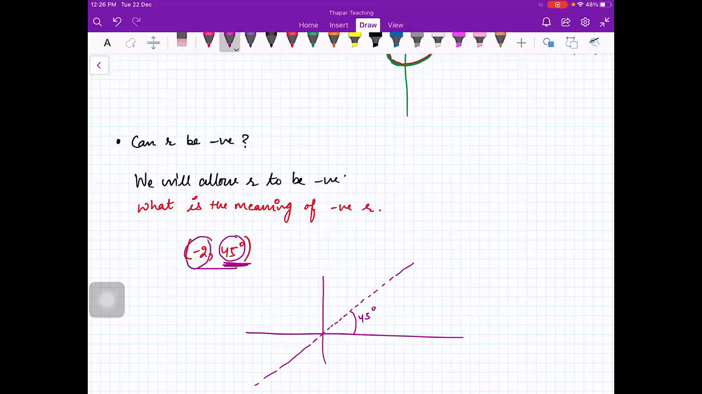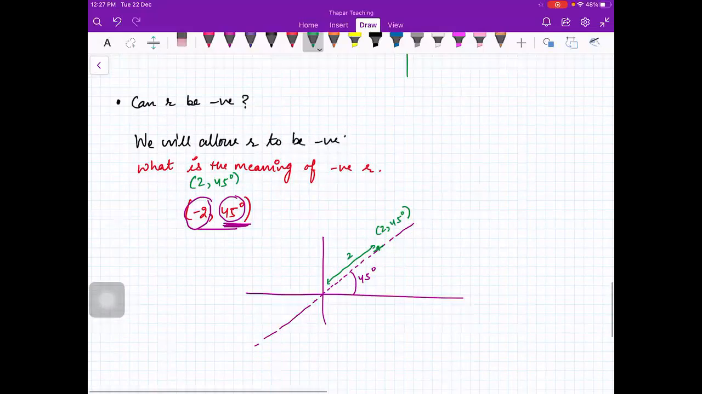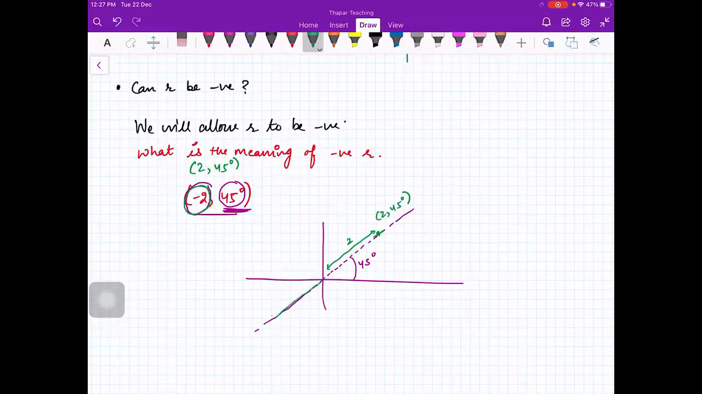Then -2 means you will not go in the forward direction. Suppose you have 2 comma 45 degree, you will mark it here. On the axis 45 degree, you will measure a distance of 2 in the forward direction. So this point is 2 comma 45 degree, right? But if it is -2, I will measure it in the negative direction. So this point here, whose distance from here is 2, will be called -2 comma 45 degree. Is that okay? What is the meaning of negative r?